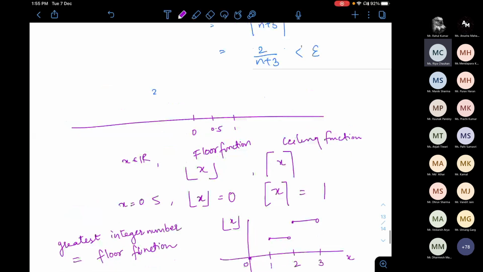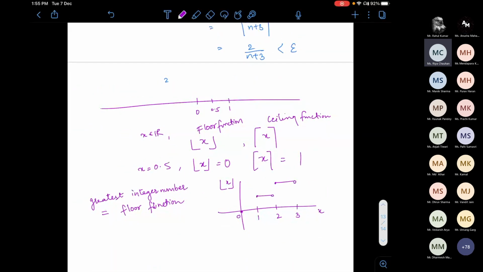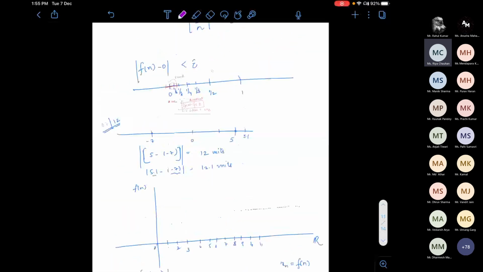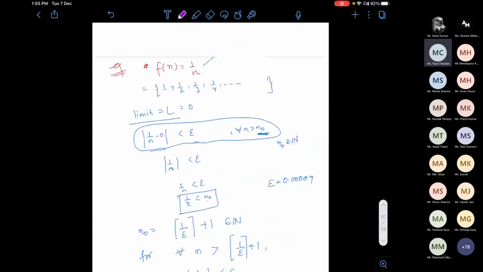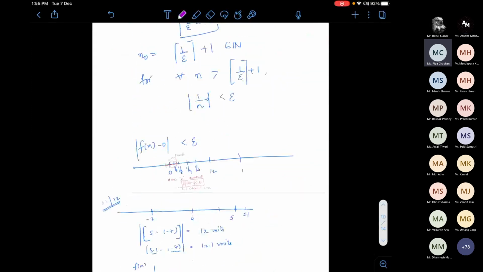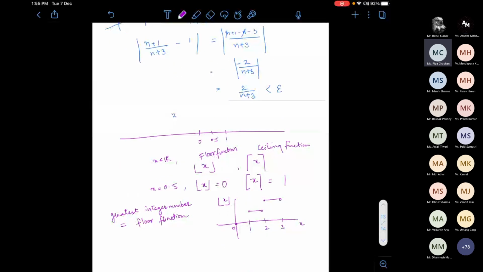Okay, let's come back to this example. I have to remove this floor function from here. Now where can I substitute it? Yes, here. Let me do that one.